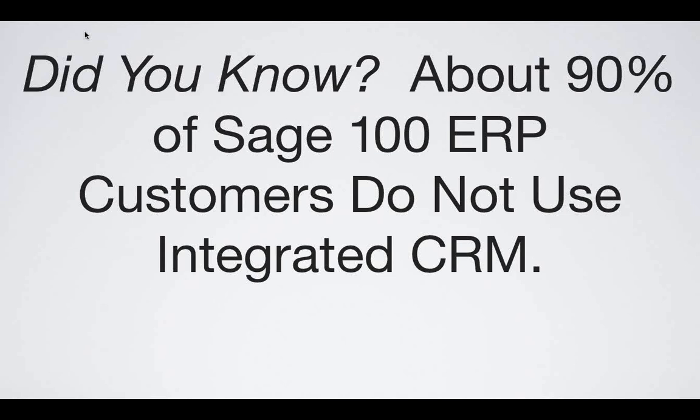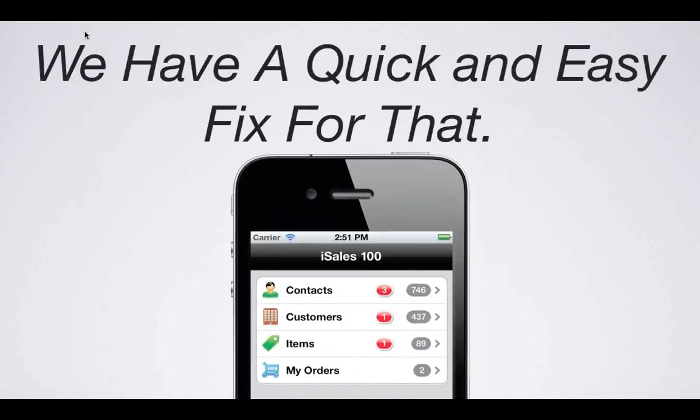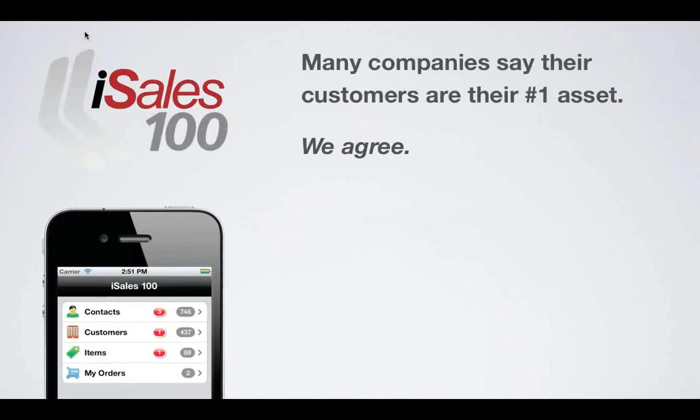Now, we have our reasons for why we think that might be, but that's not so much the purpose of today's presentation. But what I will say is that we do have a quick and easy fix for that, because with our iSales 100 application, we're building in a lot of the most essential functionality that you might want from a mobile CRM. But the beauty is it's all directly managed out of your Sage 100 system, so you don't have to maintain separate databases or anything.